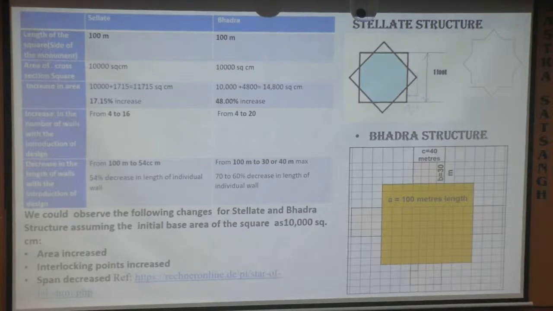So ultimately, we could observe the following changes for the stellate and Badda structure, assuming the initial base area as 10,000 square meter or centimeter, whichever we take. So the area gets increased. When I have a number of walls like this, the interlocking points increase and the span decreases. These are the ultimate things you get from this engineering aspect of it.